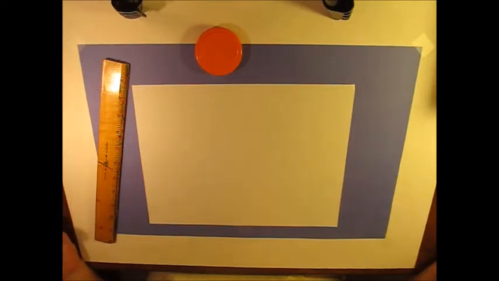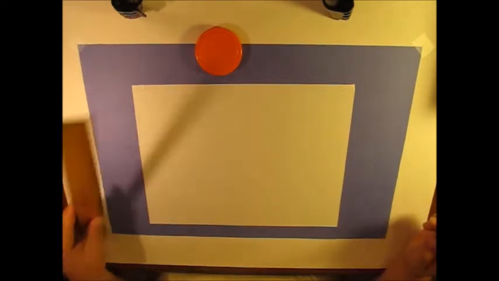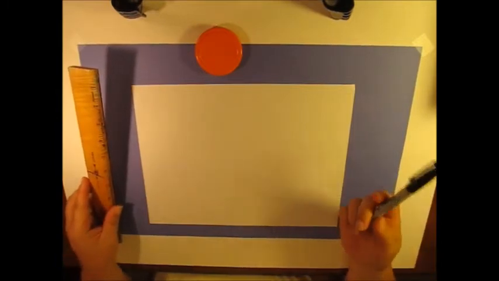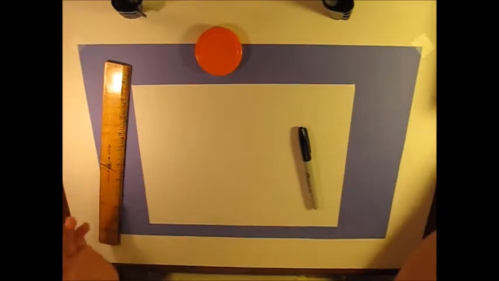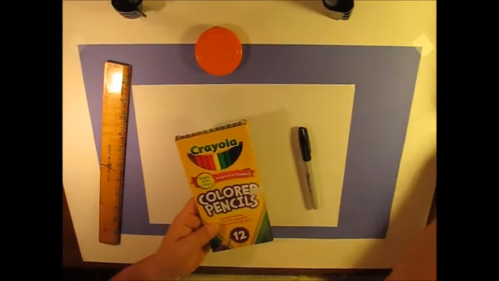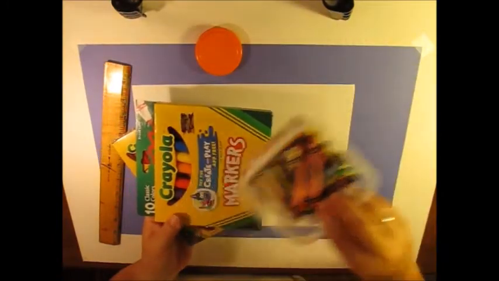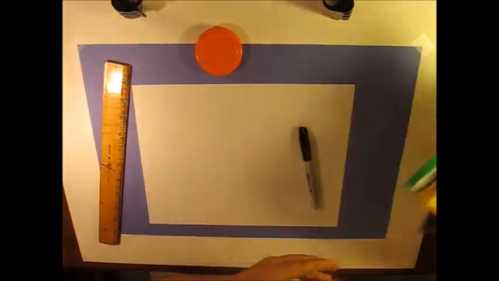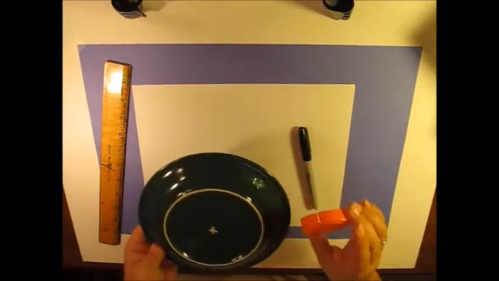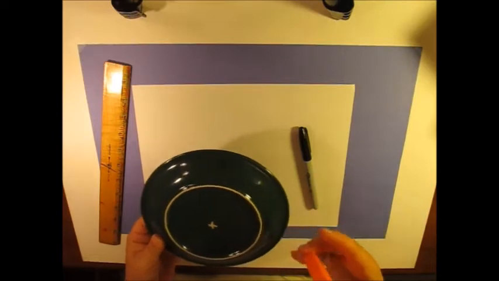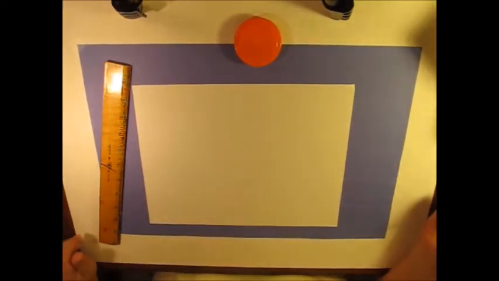or may be there. So, the supplies that you need today, you'll need a ruler and a pencil or a marker. You'll also need things to color, so if you want to use colored pencils, regular markers, Sharpies, or crayons, you can use any one of those. I chose some shapes like lids and a plate to make circles. And I guess we'll get started.